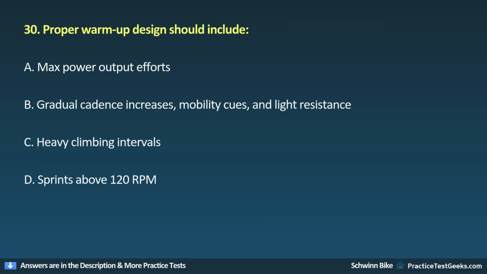30. Proper warm-up design should include A. Max power output efforts, B. Gradual cadence increases, mobility cues, and light resistance, C. Heavy climbing intervals, D. Sprints above 120 RPM.